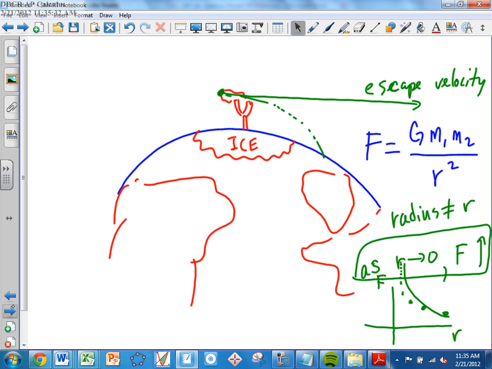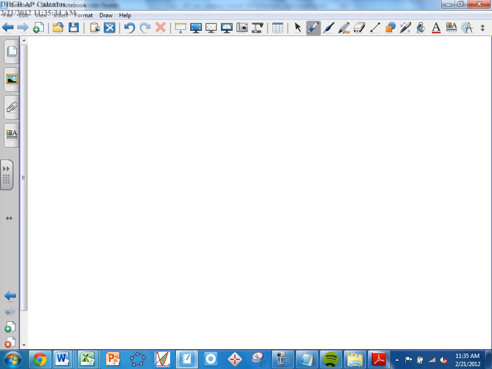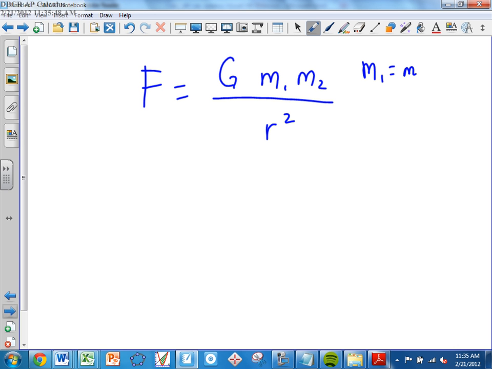All right, so back to our formula. Remember, just to list these in our formula, M1 is the mass of object 1, and M2 is the mass of object 2. Again, it doesn't matter what the objects are. It could be two calculators; we'll figure that out later and show how it's negligible. What is R again?